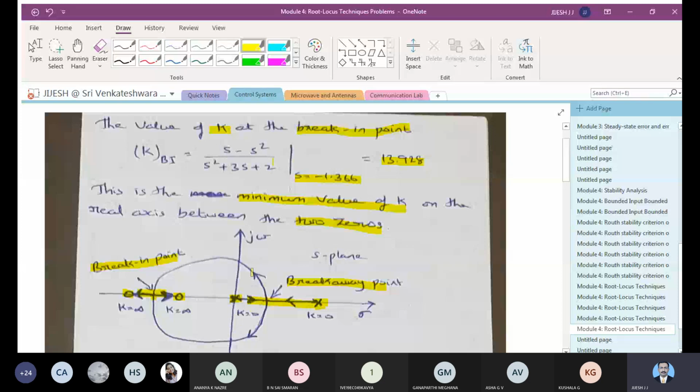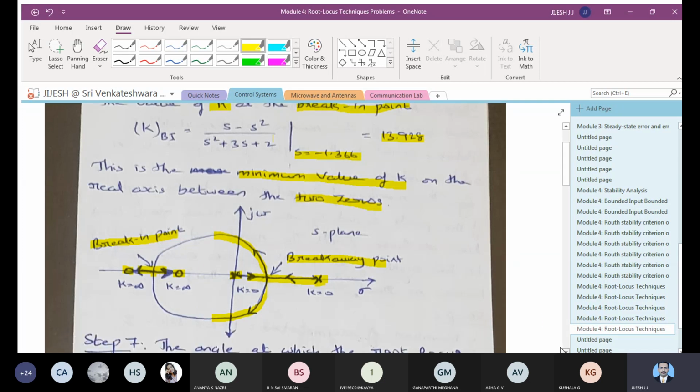Then you can just see that you have to draw the break-in and break-away. You have to understand. So you have to draw this arrow mark towards this side, from breakaway towards break-in. Okay. So this arrow mark also, you can see that it is going towards the break-in point. So that is where you have to put the arrow mark. So this is all about the breakaway point and break-in point. So we will move on to the next step.